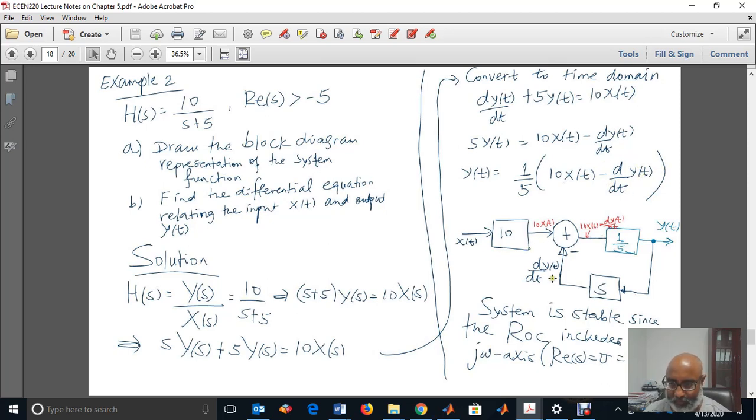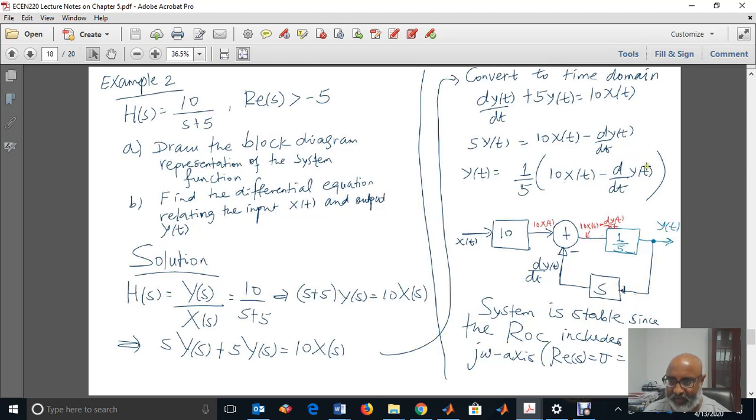So this is a block diagram representation. What we need here, first, is 10 times x(t). So x(t) will pass through a constant multiplier, 10 times x(t). It's like an amplifier, that means. And I have here another: 10 times x(t) minus d/dt of y(t). So I have y(t) here, and it's fed back now.